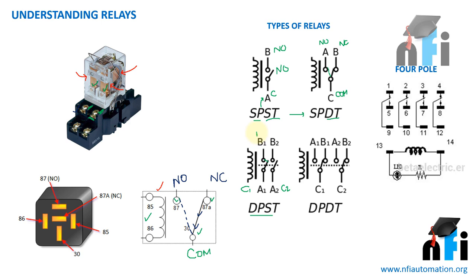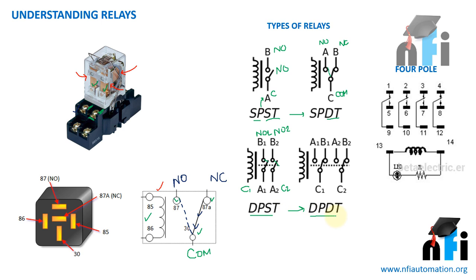So B1 is my NO. Similarly, this strip is connected to B2. This is my other NO. So when the relay is energized, if you see this dotted line, it means when this coil is energized, both the strips will close together. So both are controlled at the same time simultaneously. All right.